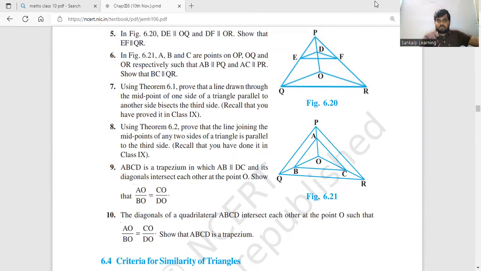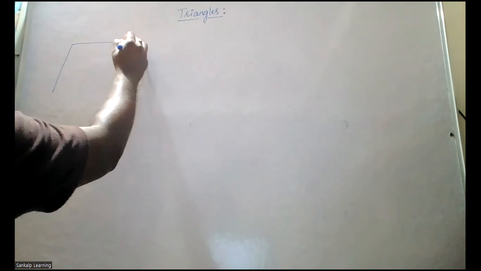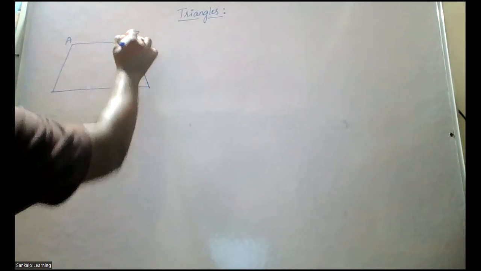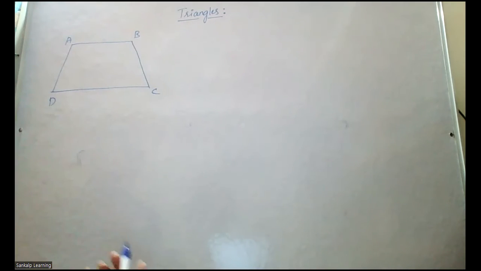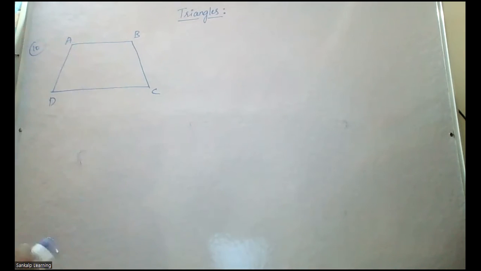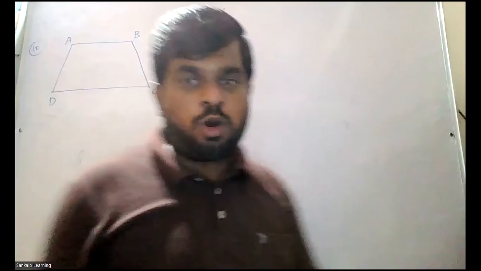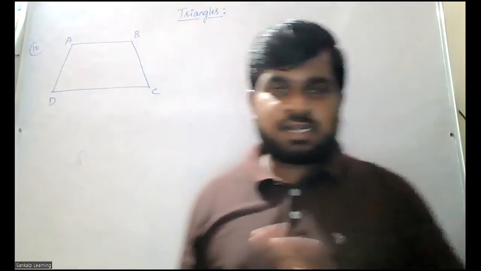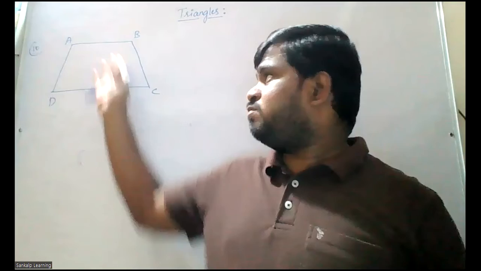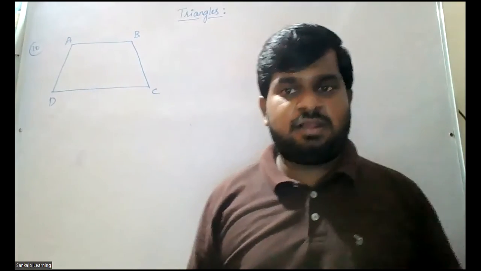So let's take a quadrilateral. Since we have to prove that it is a trapezium, I'll draw it in the shape of a trapezium itself. But I cannot say it is a trapezium because it is just a quadrilateral now. If I want to prove this is a trapezium, then we have to just show one pair of opposite sides are parallel. That is enough. If I show AB and DC are parallel, then it becomes a trapezium.